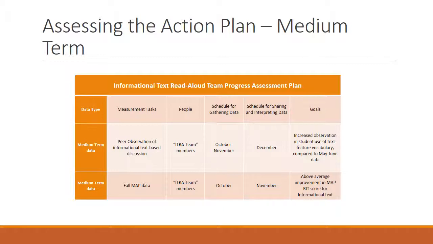Another medium-term data source would be the fall MAP data, and this would happen in October. We would be looking to compare the fall MAP data to the previous year's spring MAP data to see if there is an improvement. Again, because the data has been collected into a spreadsheet that everyone can access, teachers will be able to go back and go forward and see if the students they had last year show any growth as well.